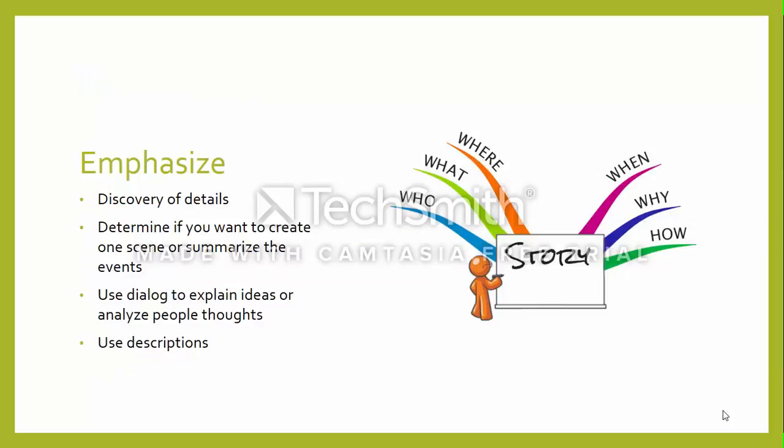So what do you want to emphasize when you're telling your narrative, when you're telling your story? You want to show the discovery of details, how things came to be. You want to determine if you want to create one scene where something happened, or if you want to summarize a series of events. You want to talk through dialogue possibly to express ideas or explain how someone in the story is feeling.